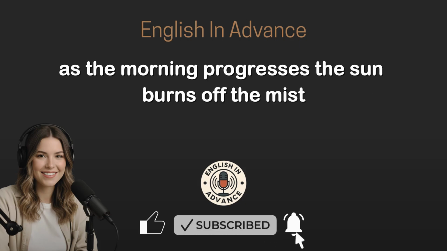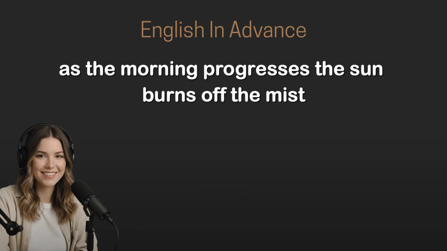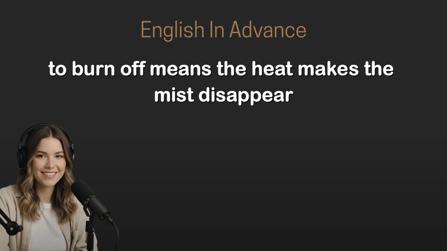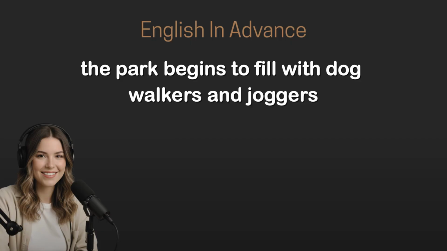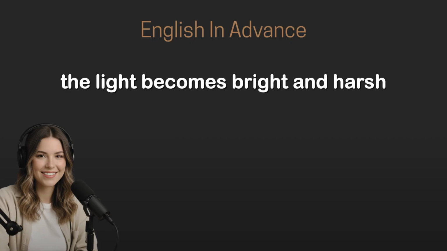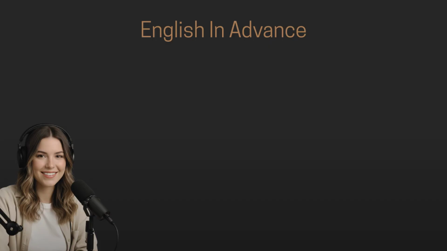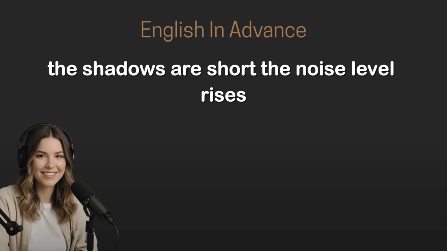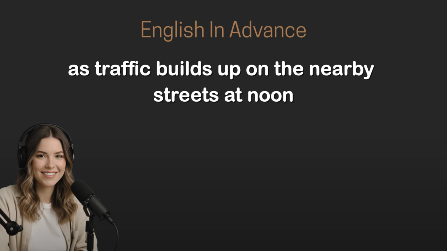As the morning progresses, the sun burns off the mist. To burn off means the heat makes the mist disappear. The park begins to fill with dog walkers and joggers. The light becomes bright and harsh. The shadows are short. The noise level rises as traffic builds up on the nearby streets.